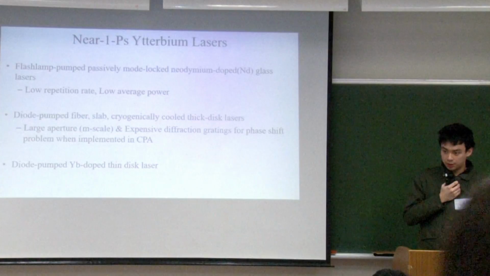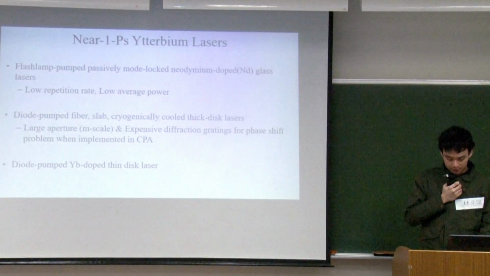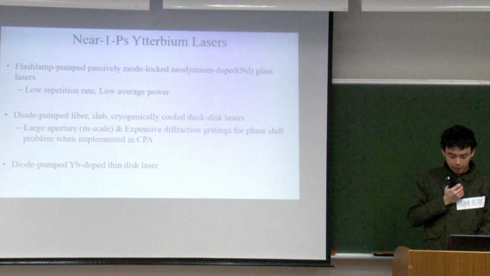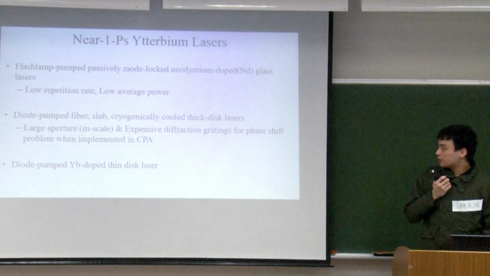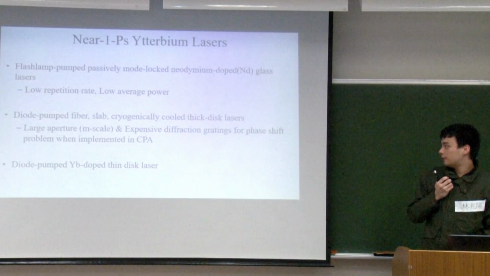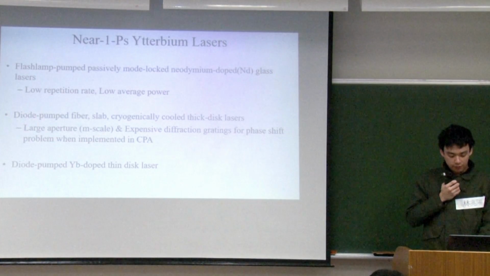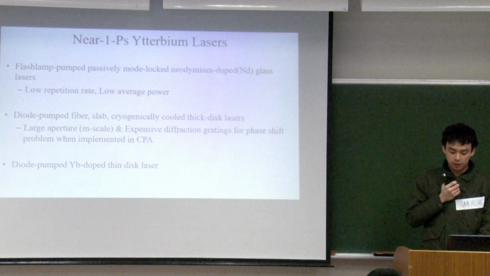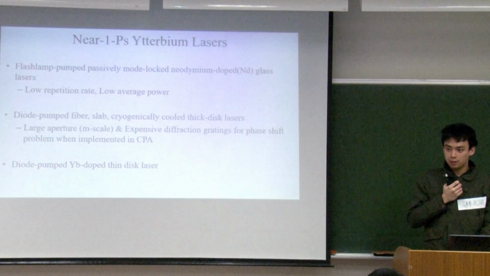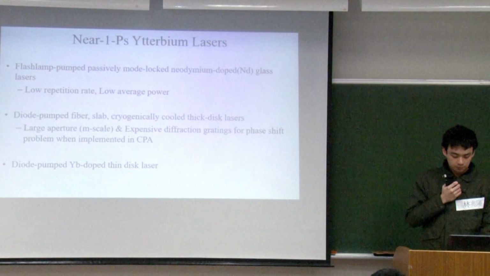Several kinds of 1 picosecond pumping pulse have been available. One of these is the flash lamp pumped, passively mode-locked neodymium doped glass lasers. It provides low repetition rate and low average power pulses. Another kind of 1 picosecond pumping pulse is provided by the diode pumped fiber, slab, and cryogenically cooled thick disc lasers. These lasers provide higher average power pulses, but suffer phase shift problems when implemented in CPA. And this problem can be solved by using large aperture and expensive diffraction gratings.